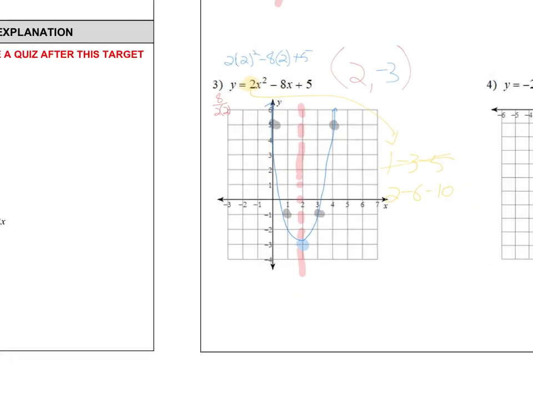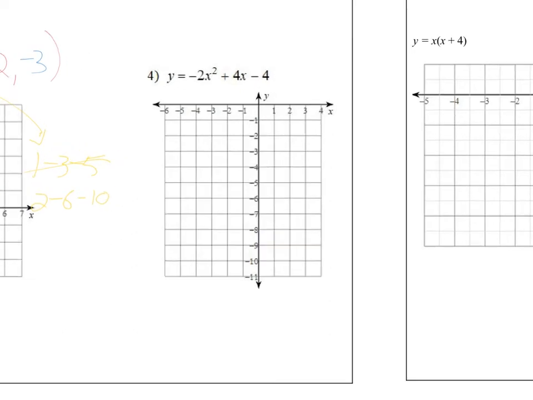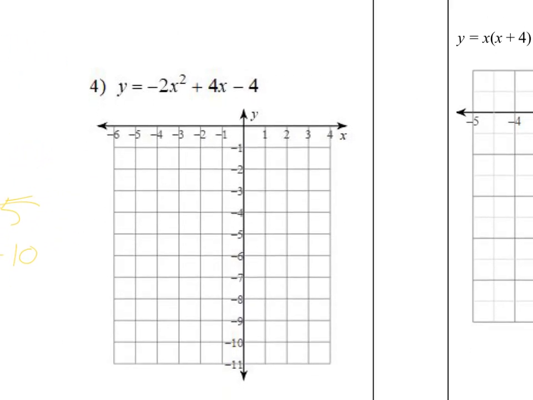All right, last and final one. Negative 2x squared plus 4x minus 4. Well, this one is going to be a downward opening parabola because we have a negative a value. So anytime you have a negative a value, you're going to have a downward opening parabola. All right, same as before. Let's get our vertex. So the opposite of b over 2a, it's going to be negative 4 divided by 2 times negative 2. Well, 2 times negative 2 is negative 4, so negative 4 divided by negative 4 is a positive 1.